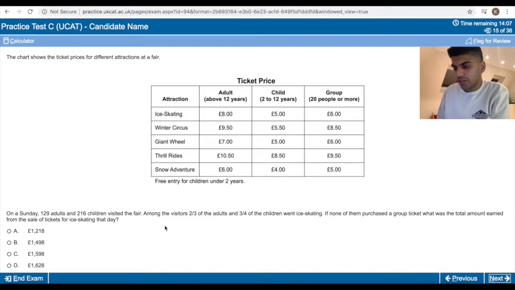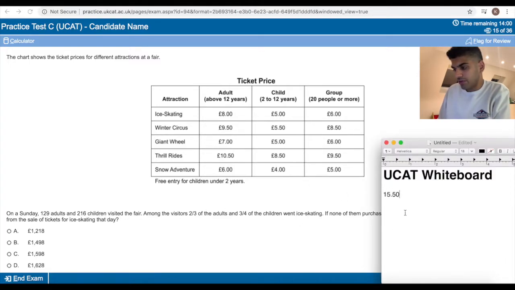Okay, so on a Sunday, 129 adults and 216 children visited the fair. Among the visitors, 2/3 are adults and 3/4 are children. So let's work that out. What's 1/3 of 129? That's 43. So 2/3 is 86 adults. And what's 1/4 of 216? That's 54. And 3/4 is 162 children.